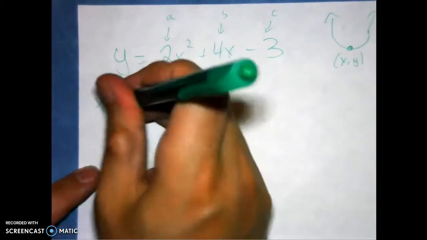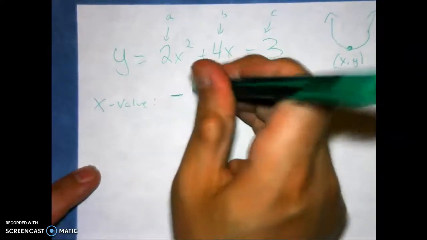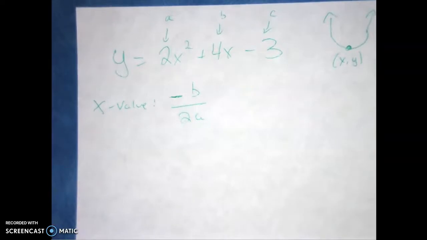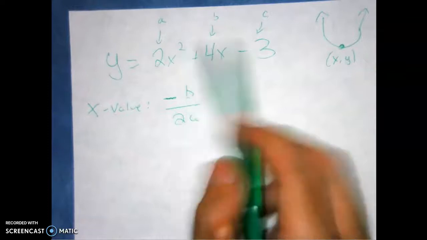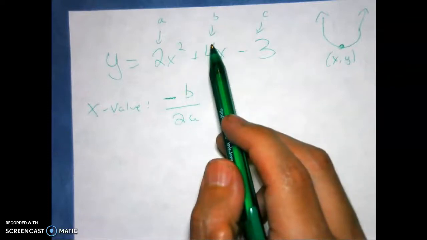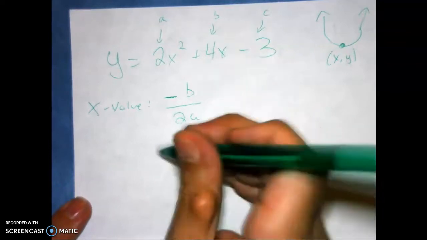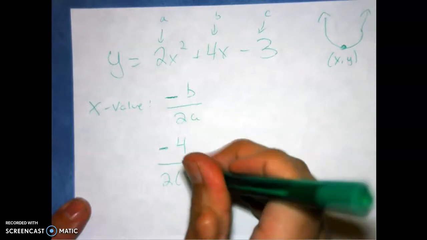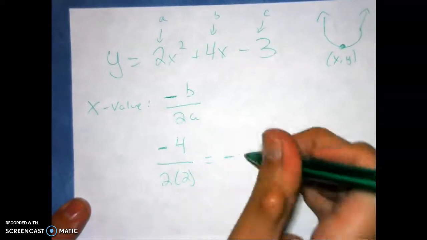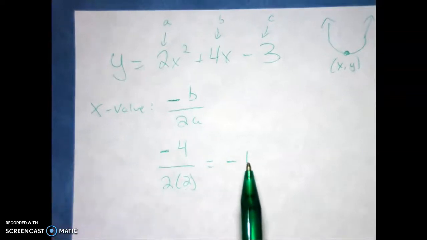So to find the x value, it's this little formula. We take the opposite of b divided by 2 times a. Then once we have that x value, we can come back up here to the equation and plug it in to find the y value. So let's look at this example. The opposite of b, well, b is 4, so opposite of b is negative 4 over 2 times 2. It's negative 4 divided by 4, which is negative 1.